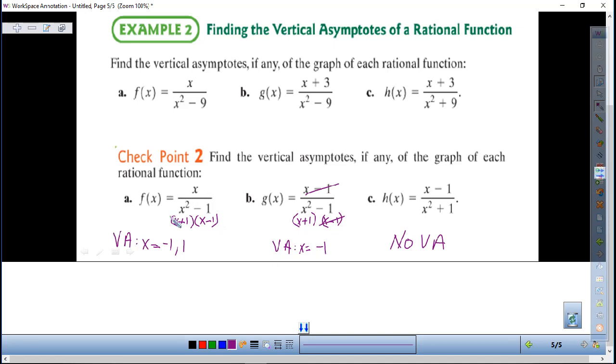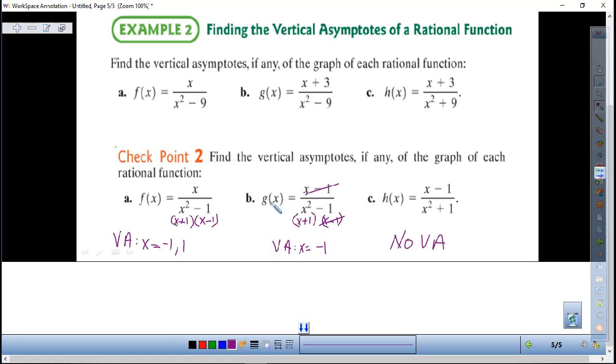No common factor to cancel out here with f of x, so x plus 1 gives us negative 1, a value that's going to make that equal to 0. And positive 1 is going to make x minus 1 equal to 0. So these are the two values where we're going to have vertical asymptotes.